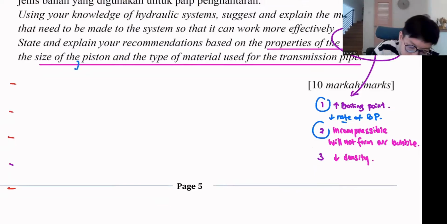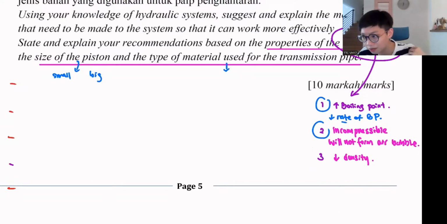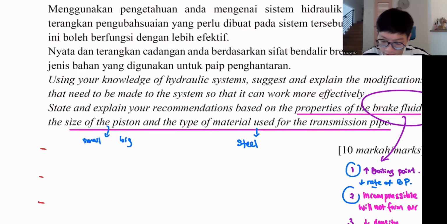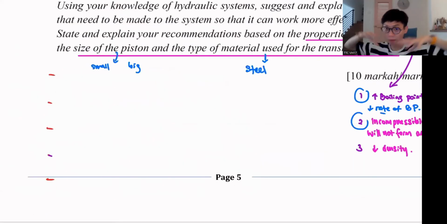So here, piston, I have two points already. I say that the input must be small, the output must be big, and the type of material used for the transmission pipe. Usually for type of material, I don't have to write a lot. I'll just write one type of material. So usually this material, we will use what? We can say steel. So why do we want steel? Steel has a few advantages. One is it's stronger. Then you can say it will not rust and so on. Because this one is inside, it has to withstand the pressure that is transmitted.